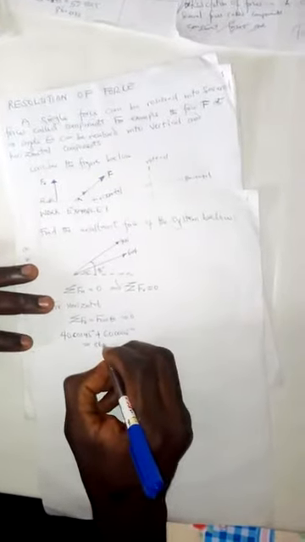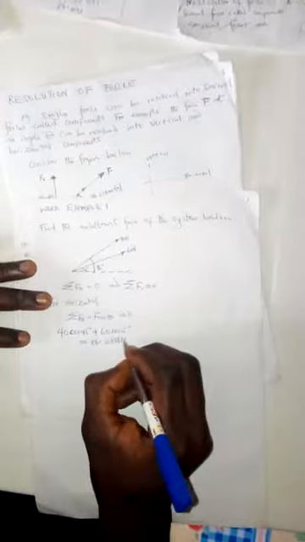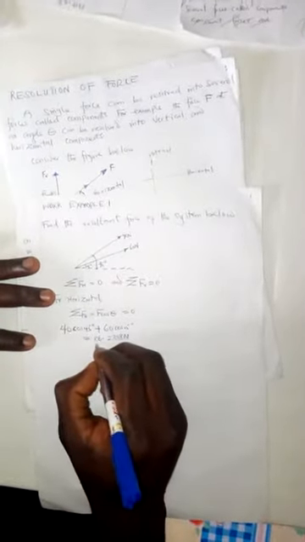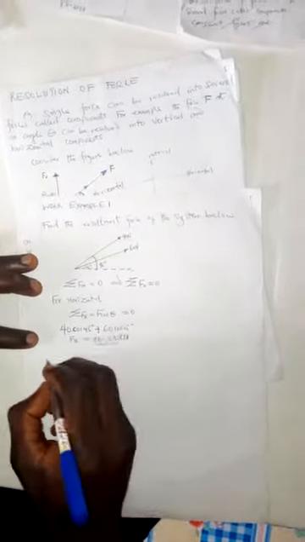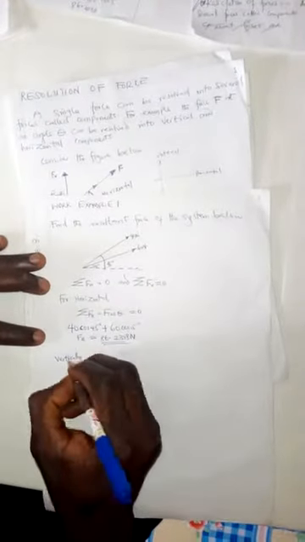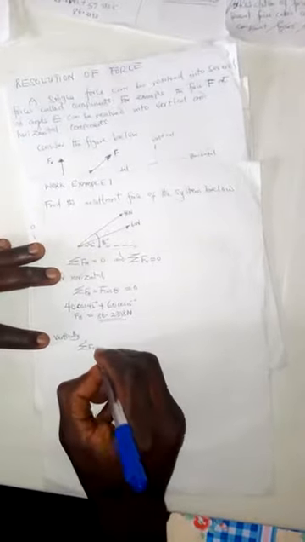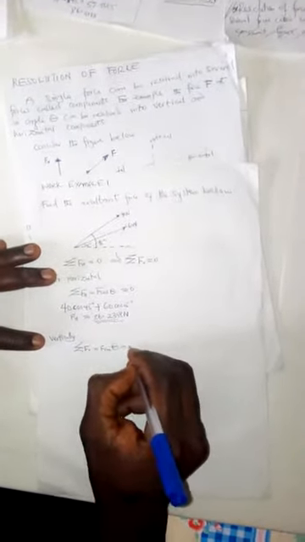So you get 86.2398 Newton, approximating to 4 decimal places, for your horizontal component. Similarly, for your vertical component, you have the summation of the forces vertically equal to F sine theta equals 0.